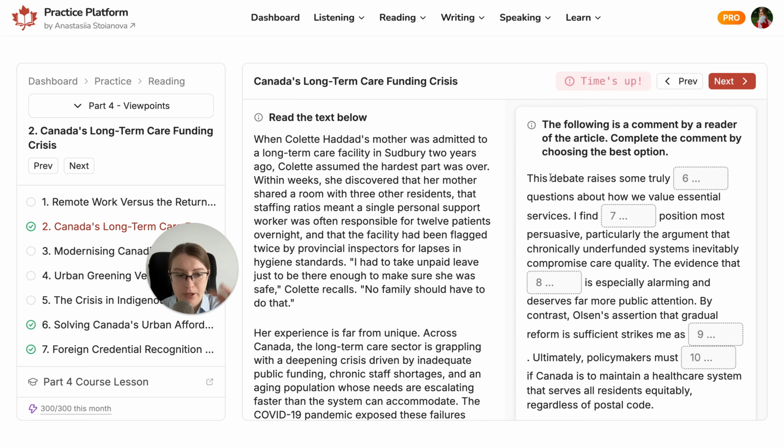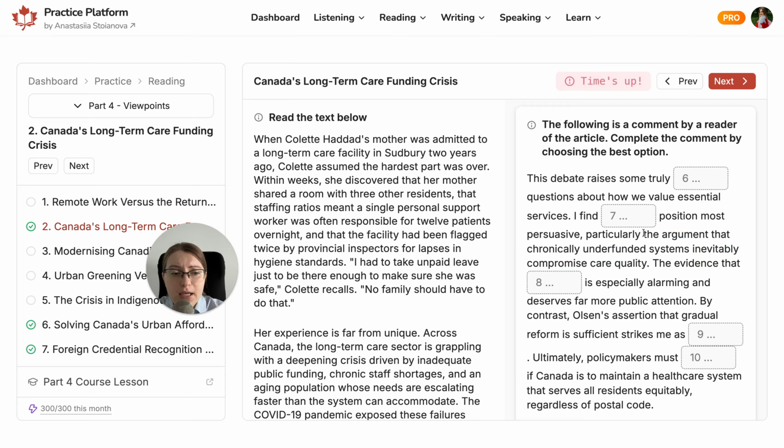You want it bigger, smaller. So for example, here we have this debate. You can pause the video and just read silently. I will read quickly out loud. This debate raises some truly what kind of questions about how we value essential services. I find, and then probably you got to reference the specific person, like whose position, most persuasive. And then the explanation, particularly the argument that chronically underfunded systems inevitably compromise care quality.